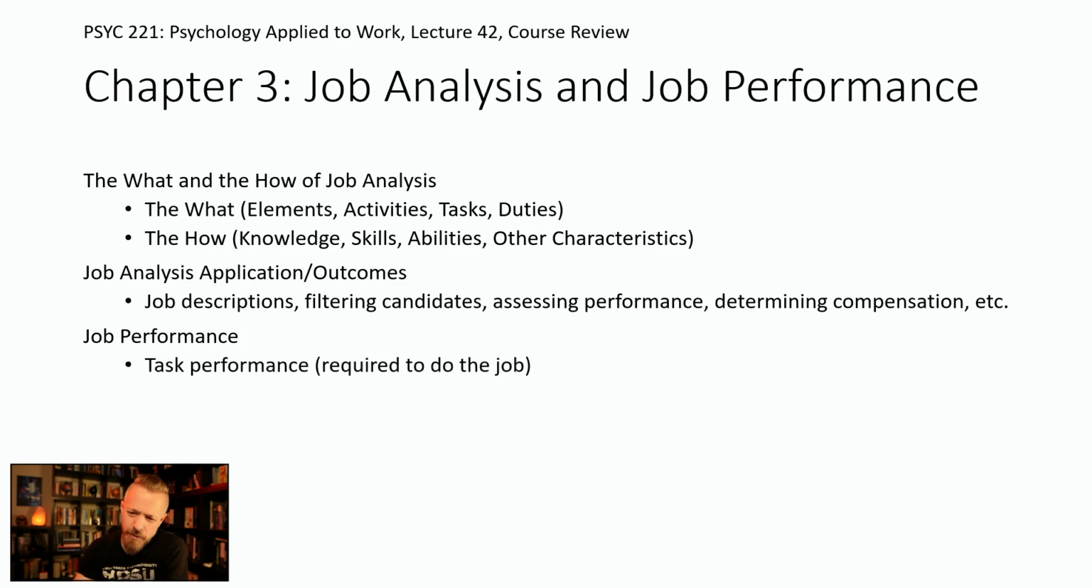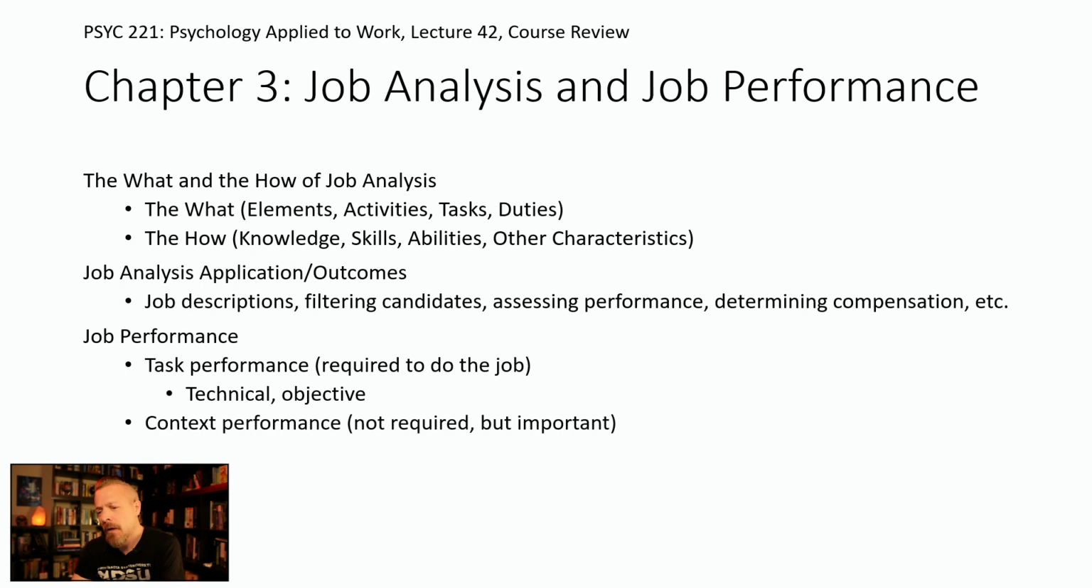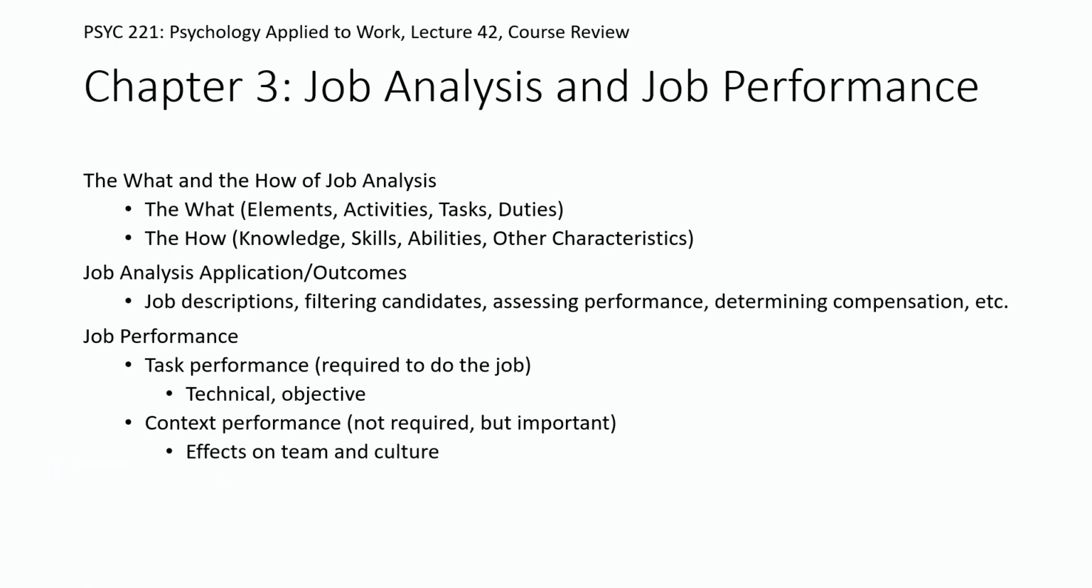We talked a lot about job performance, and we broke that again into the what and the how: the task, what is required to do the job, and how you assess the performance of that. These tend to be technically defined, and these tend to be objective. But then we talked about what isn't objectively required, but boy, is it really important, and it's generally called context performance or contextual performance. That's really the effects of your behavior, of your performance, on the team and the culture as a whole. And we talked about aspects of the good and the bad here.